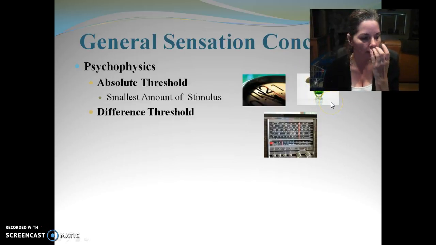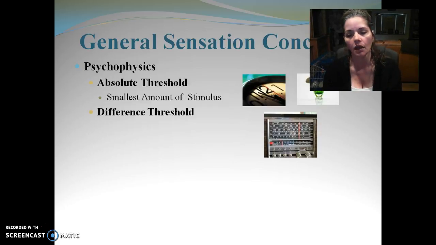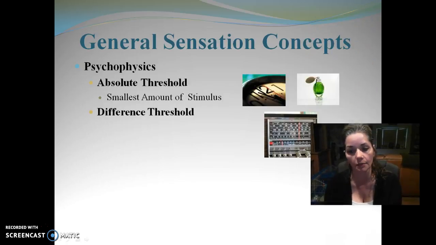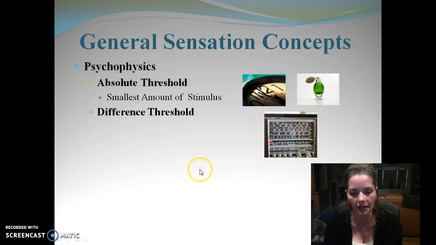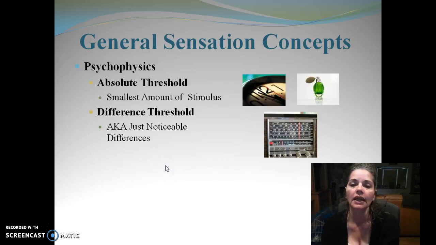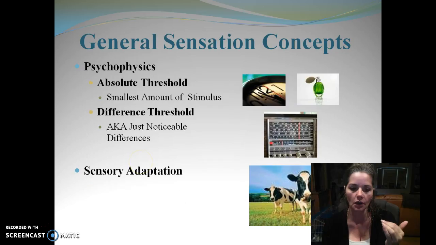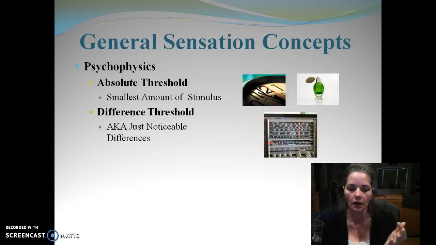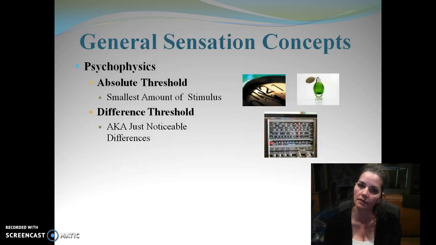What is the amount of perfume or nasal stimulation we need in order to smell or process perfume or cookies baking or something of that nature? Difference threshold is the minimum difference that needs to occur for us to recognize that there has been a difference. So when I'm talking about turning down a radio, how much does it need to be turned down before I notice that it was in fact turned down?